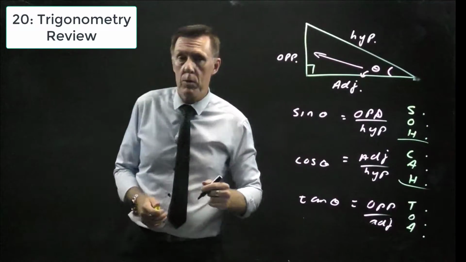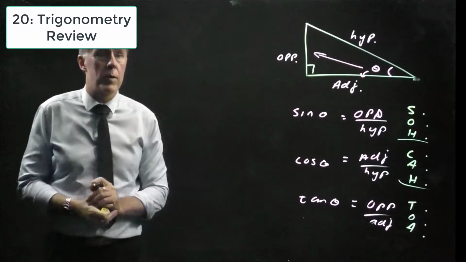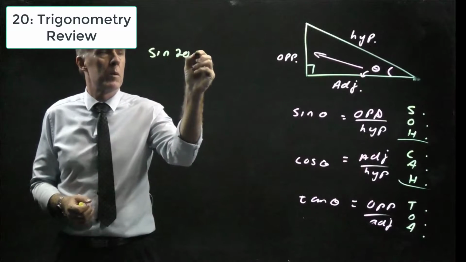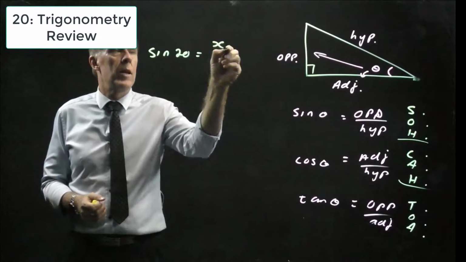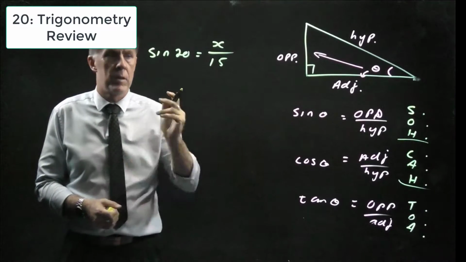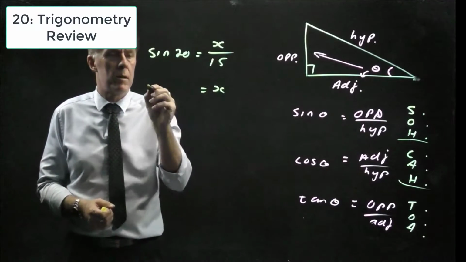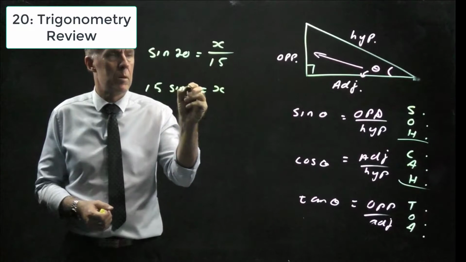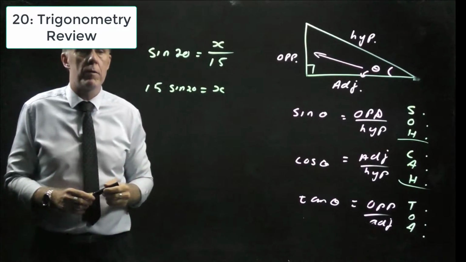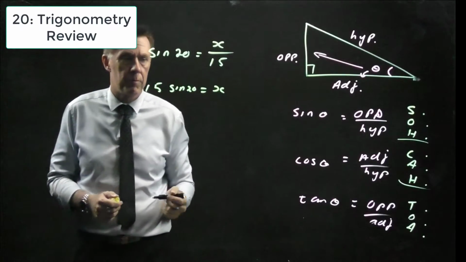Now when you do trigonometry, there are only three types of problems you're ever going to come across. Problem number one will be where we have the length of an unknown side and it ends up on top of a fraction. You rearrange that like this. That divide by 15 comes over to become multiplied by 15.